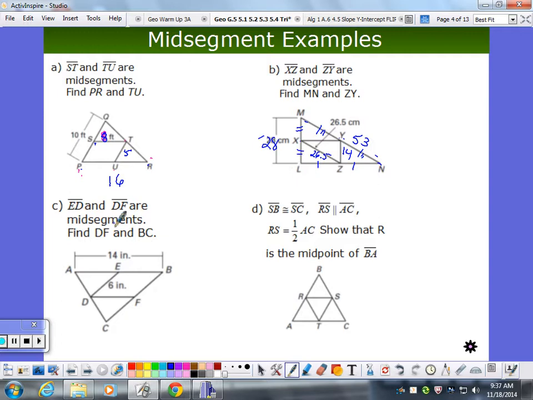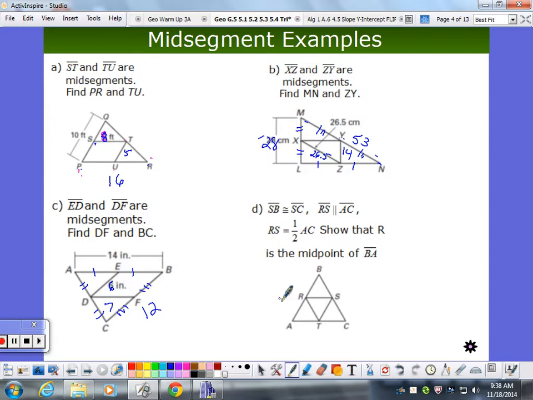ED is a midsegment, so these are midpoints. And also DF is a midsegment, so we've got 3 points here. Find DF and find BC. DF is going to be 7, because we're looking at that opposite, parallel side. And then BC, I want this one. Look at that one. This one's a 6. So what's this side? 12. If you're wondering where the numbers are coming from, please ask.